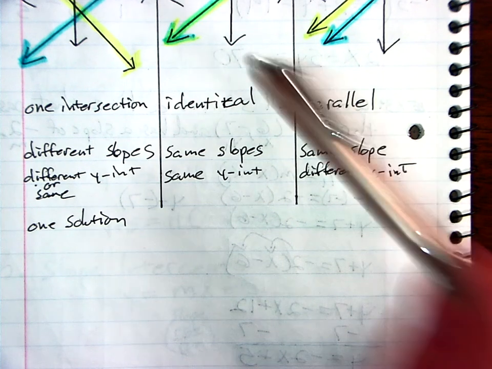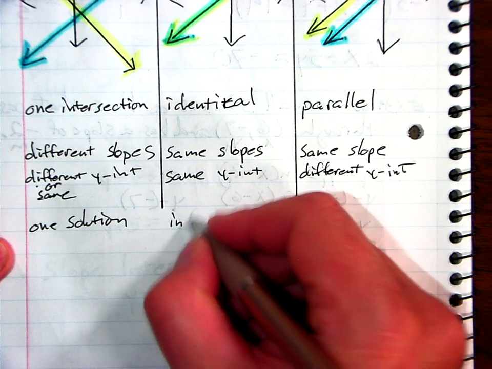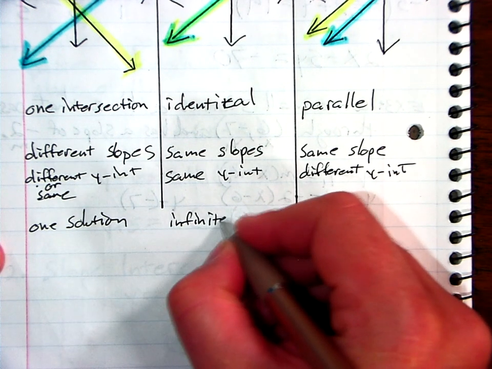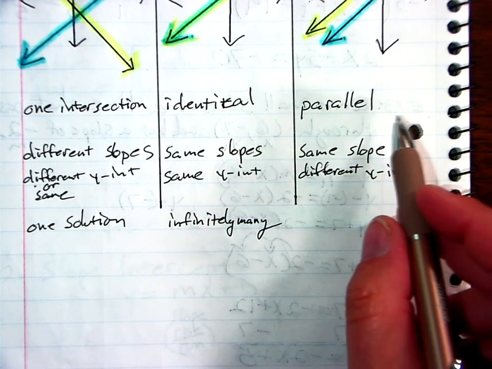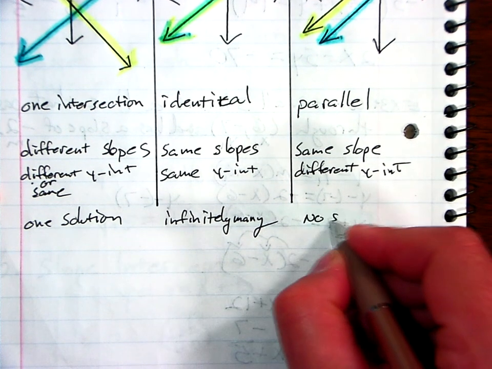Now someone said it earlier on this one. How many solutions does this one have? Infinitely many. Infinitely many solutions. And how about the last graph? How many does it have? No solutions.